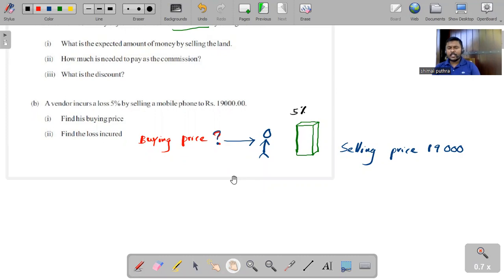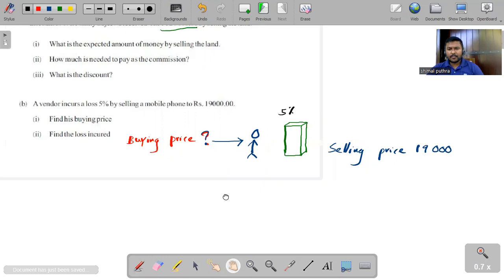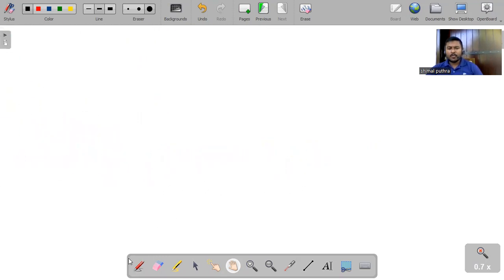Okay, just forget about this business. Imagine he bought this phone for 100 rupees. This is the buying price, the 100 rupees. He lost 5%. So what is the selling price? Definitely it should be 95 rupees. Why?